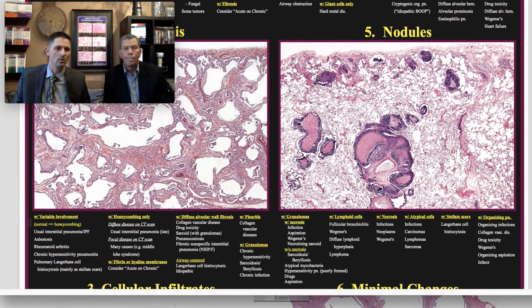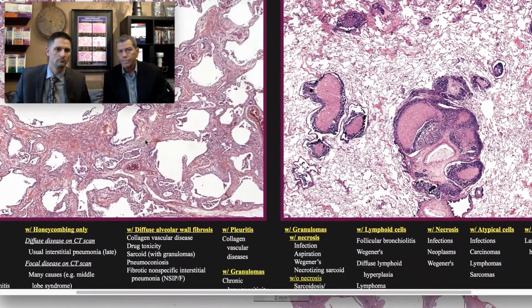Exactly. So fibrosis with variable involvement, fibrosis with honeycombing only, fibrosis with more of a diffuse alveolar wall fibrosis, with pleuritis, with granulomas, or airway-centered fibrosis. These are the main considerations. If we've at least read those possibilities, once we've decided it's a fibrosis problem, we're way ahead. So let's take it from there. This looks like a fibrosis problem. Let's ask the questions. Is it variable?